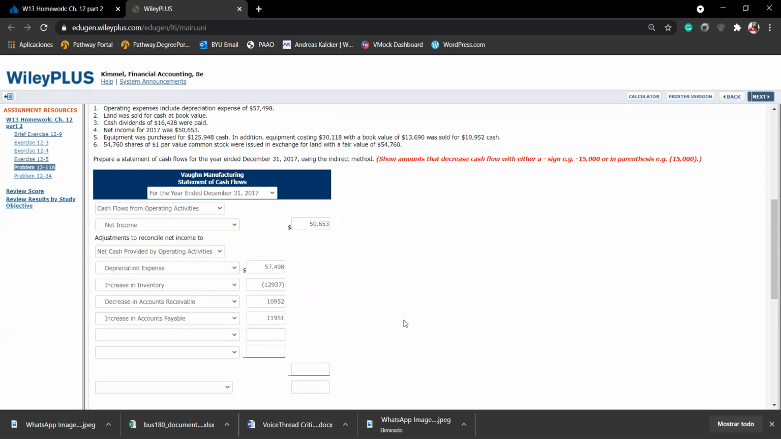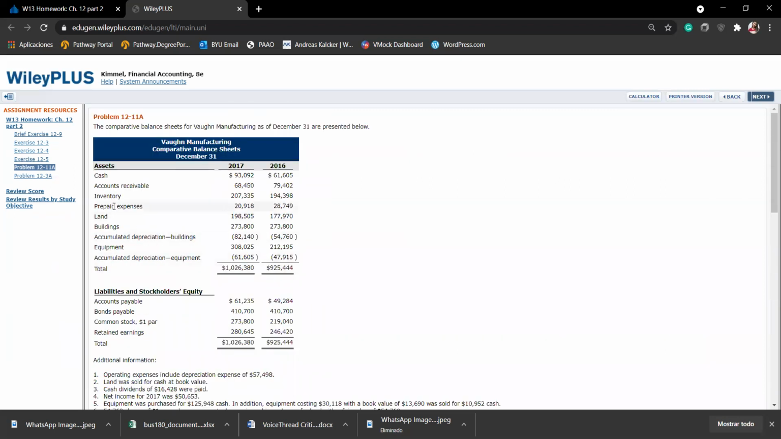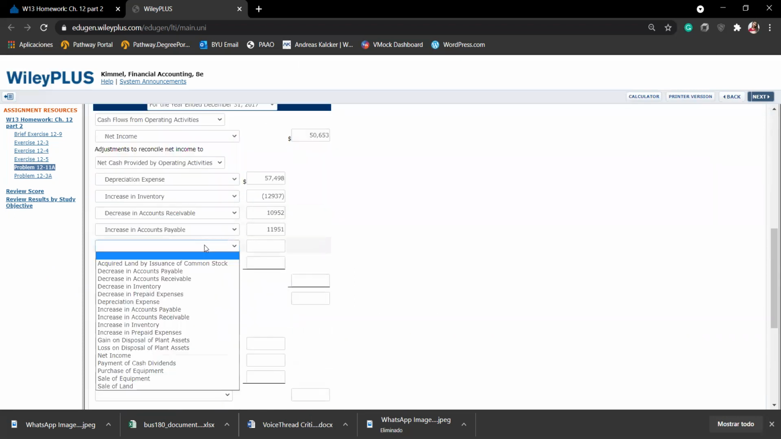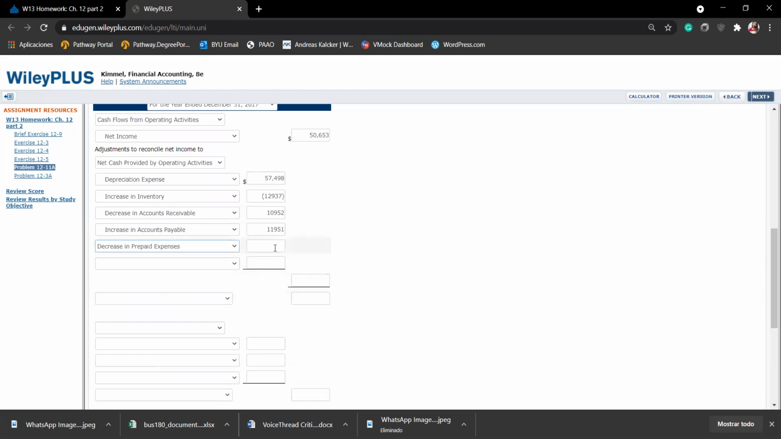Next we have prepaid expenses. And from this year to this year, there is a decrease. So there is a decrease in prepaid expenses. And the difference between both years is this one. It is positive because a decrease in prepaid expenses means that this year, 2017, we spent less cash in prepaid expenses. So it is positive in the cash flow.